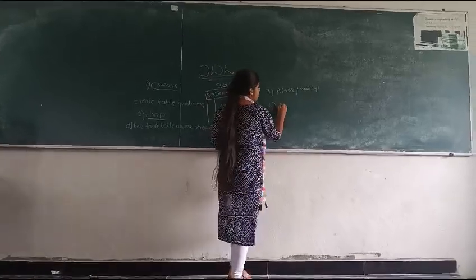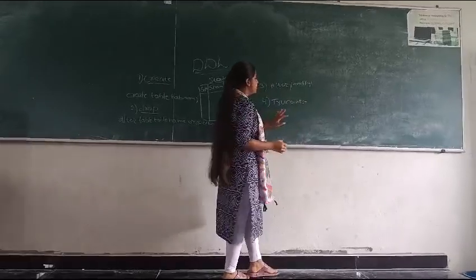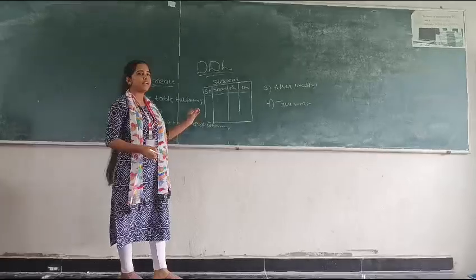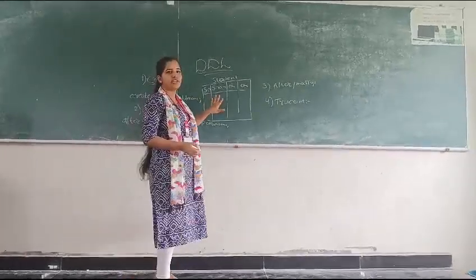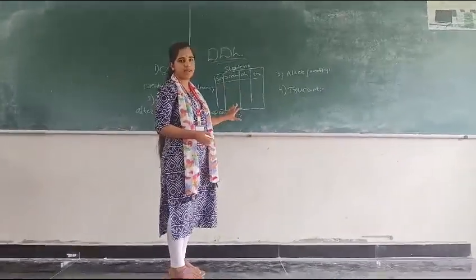Next, the fourth one is truncate. This is used to delete the data of the table, but it keeps the structure of the table. It does not delete the structure of the table, but it deletes the data of the table.